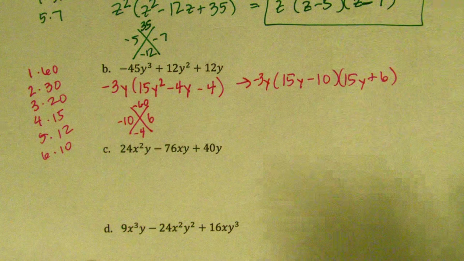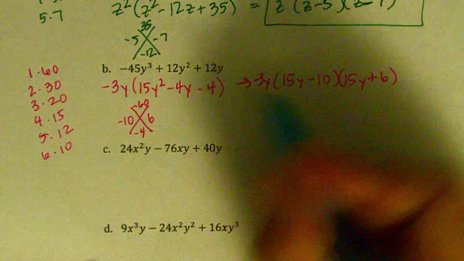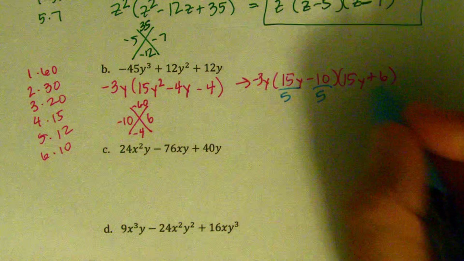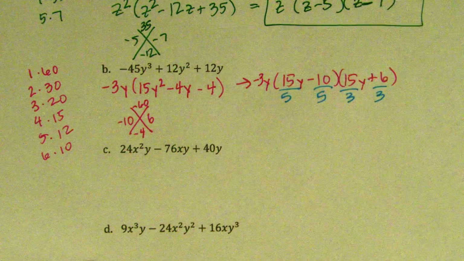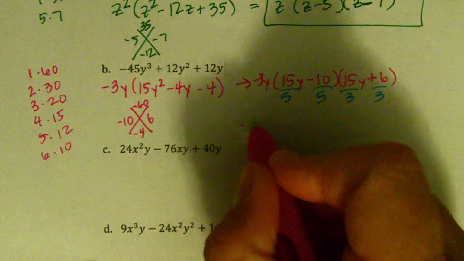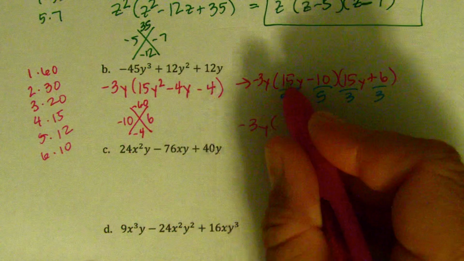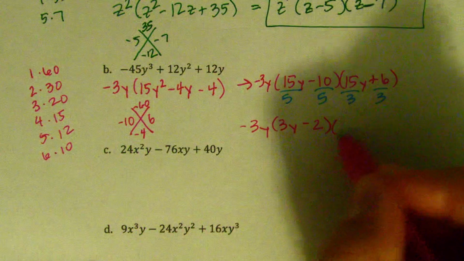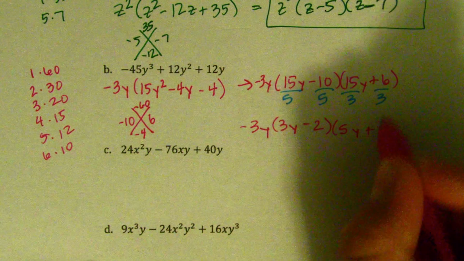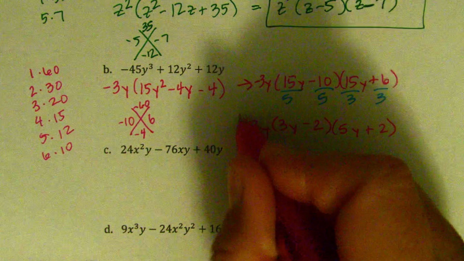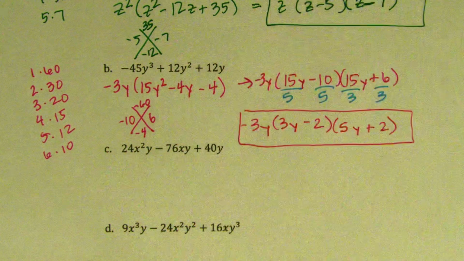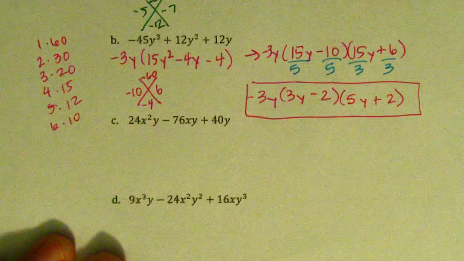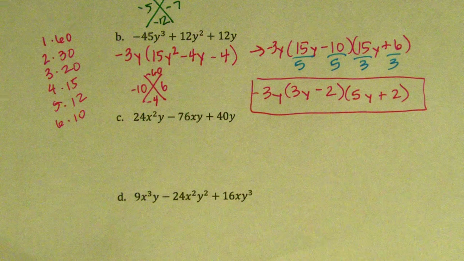Here we have trash in both of them. 15 and 10 have a common factor of 5, and 15 and 6 have a common factor of 3. So what I'm left with is that -3y out front. 15 divided by 5 is 3y minus 2, and 15 divided by 3 is 5y plus 2. If you multiply this out using the box method or FOIL, you will get to what we started. I encourage you to pause the video and multiply it out to check that that's the case.